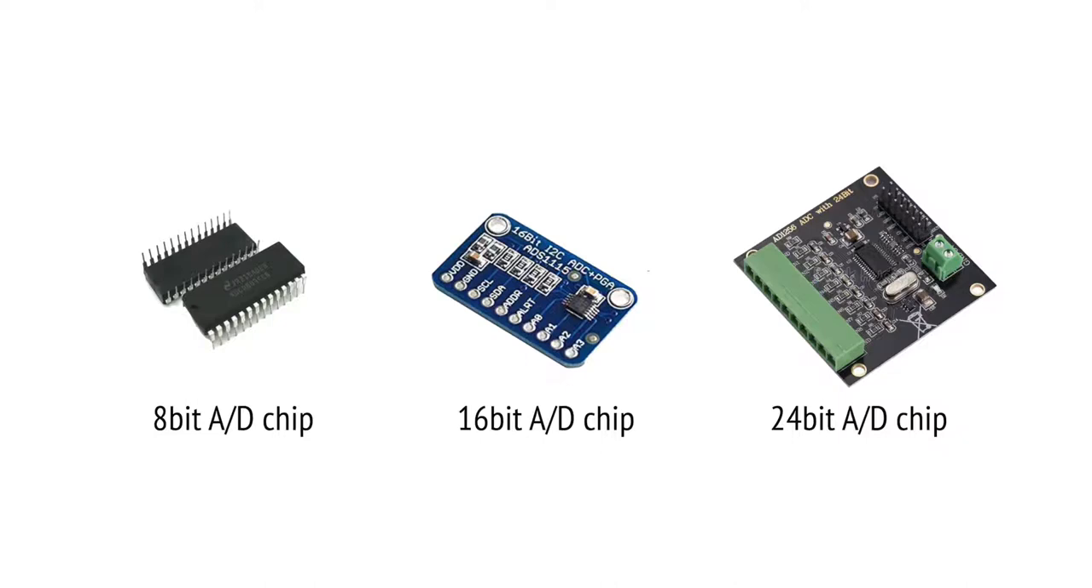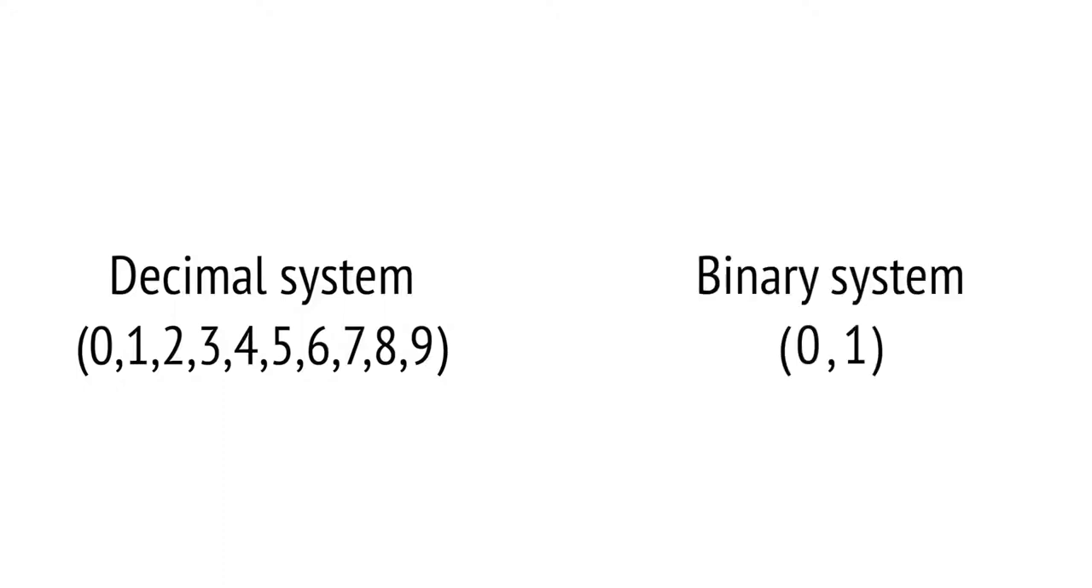Chips can have various number of bits. How to understand these bit numbers? We need to know a little about numbers which we use. The decimal numbers we use in real life. The decimal system contains 10 digits from 0 to 9. But the electronic world doesn't use decimal system. It uses the binary system where just 2 digits exist. It is number 0 and number 1.